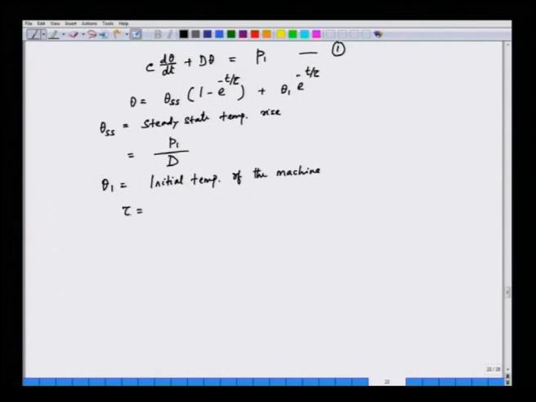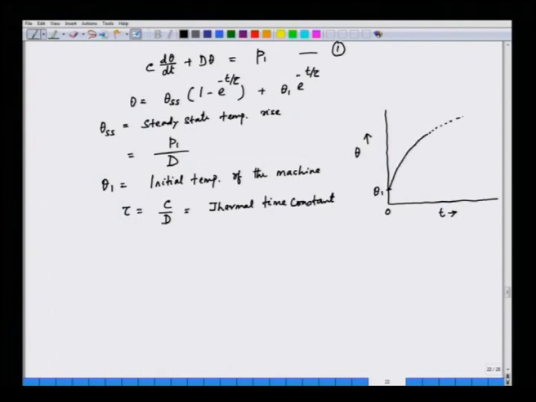And what is tau? Tau is equal to C by D, and that is called the thermal time constant. So, if we plot this theta against time, t is on the x axis and theta is on the y axis. We start with any temperature, that is theta 1, and it rises exponentially. If it is allowed to rise, it may reach some steady state temperature, that is theta SS. And we can see that at t equal to infinity, theta is equal to theta SS.